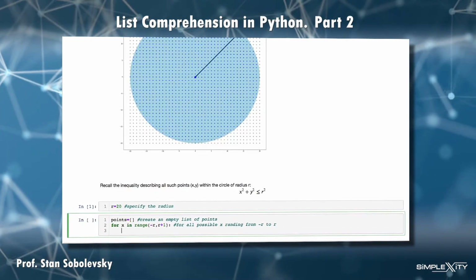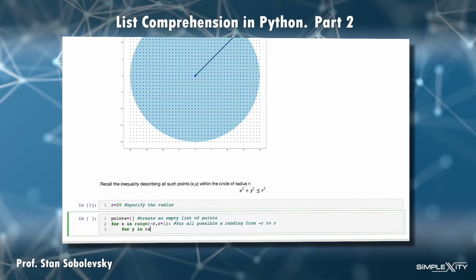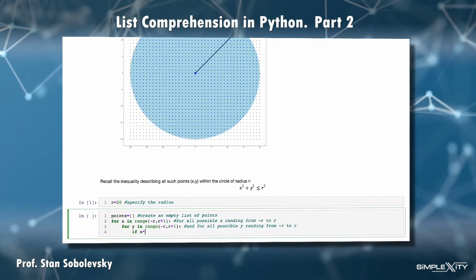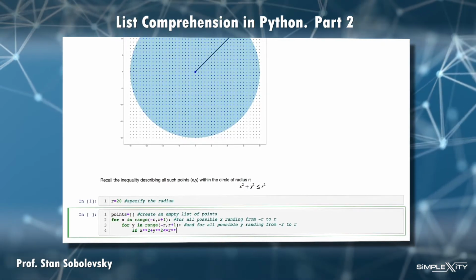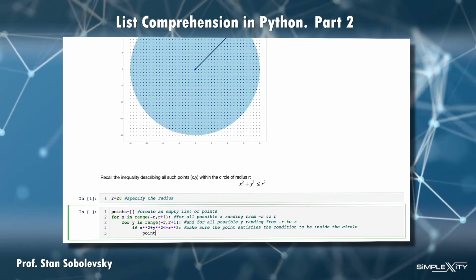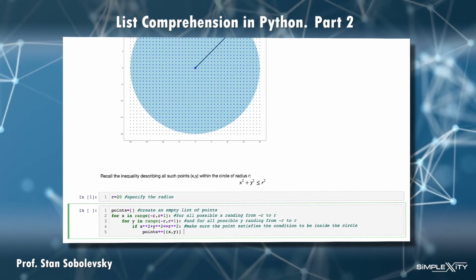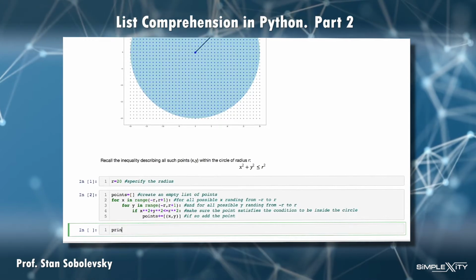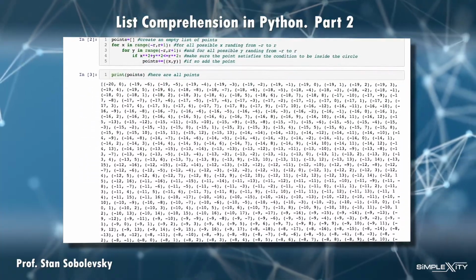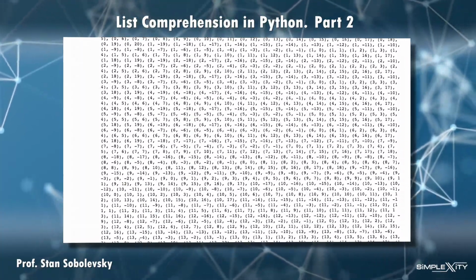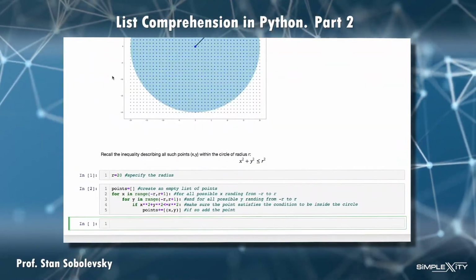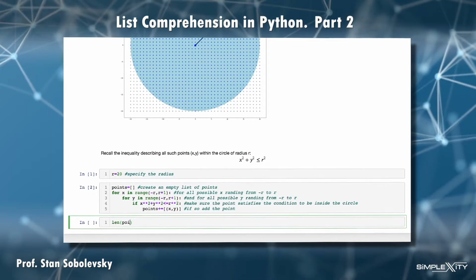So now for each x, implement a nested loop for y's, also ranging between minus r and r. Implement a condition check if x squared plus y squared is actually smaller or equal than r squared. And if that's the case, append the list with a tuple xy. And if I want to see those points, I can just print the list. Let us just peek into it, checking that the points make sense, and delete it. And here is the number of such points that we wanted to find.